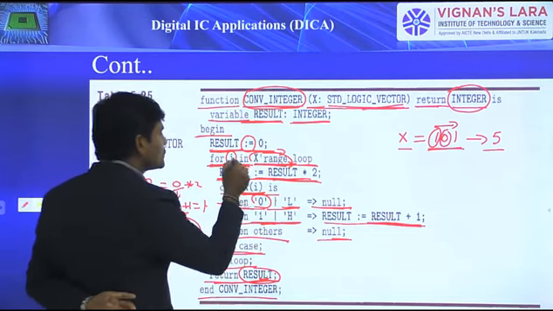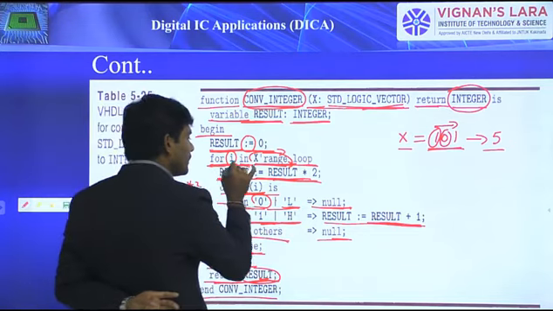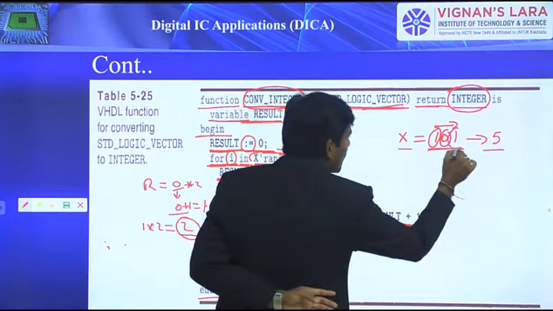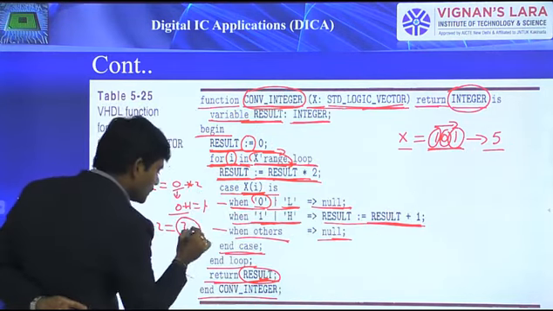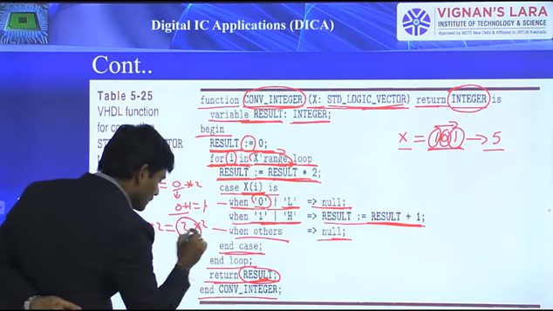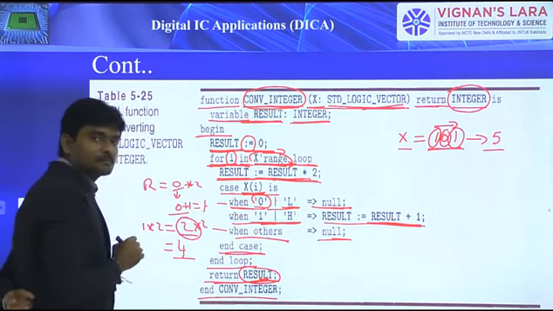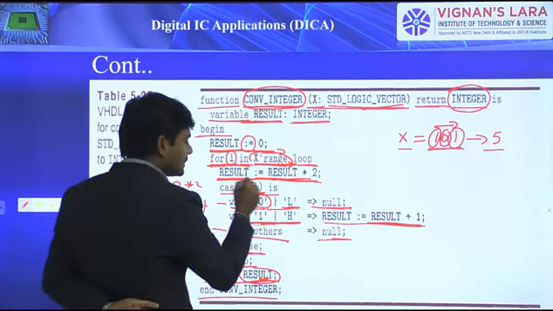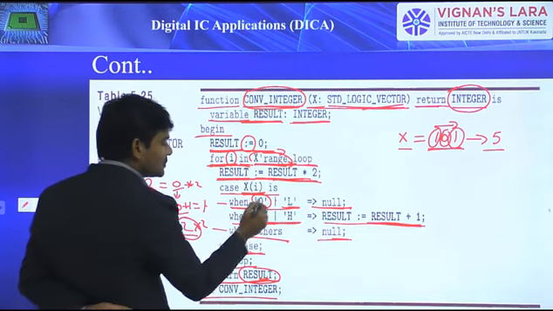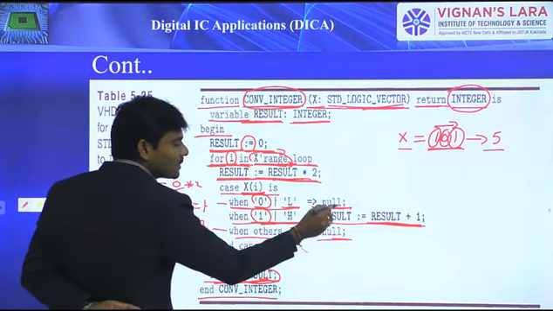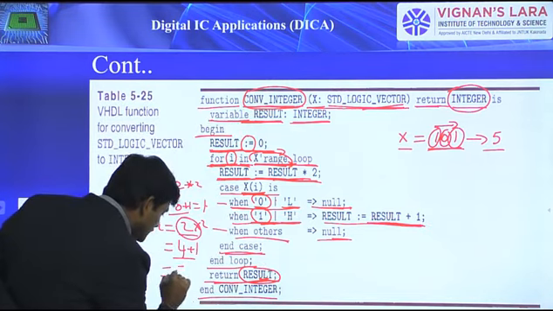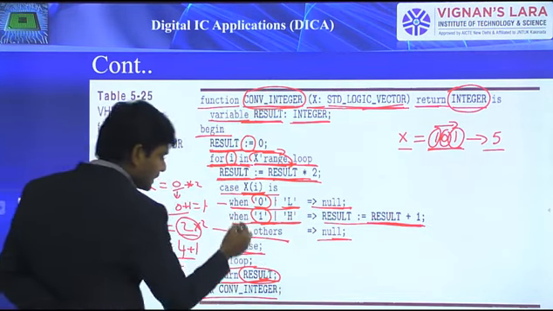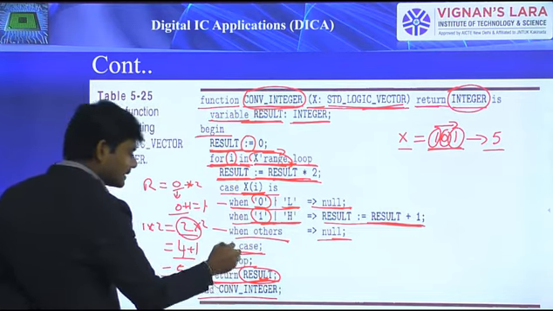Then once again the loop goes back, and for i the third bit is 1. So it is going to execute first this one, 2 times 2, which becomes 4. Here the result becomes 4. Then case x of i, which is 1, so it is going to execute this statement: result is result plus 1. So 4 plus 1, which is 5. Then end case, end loop.